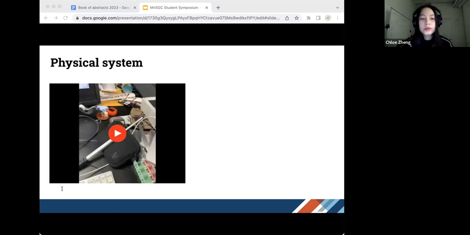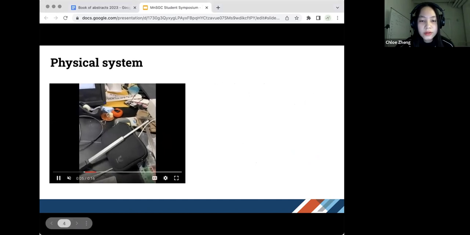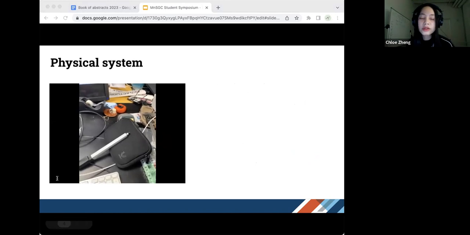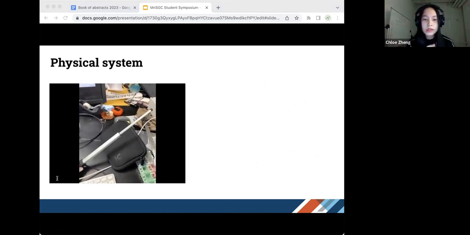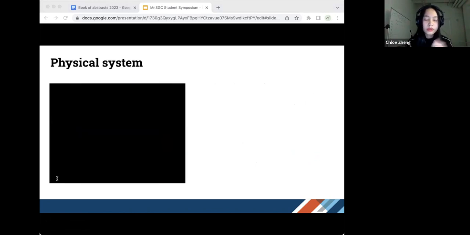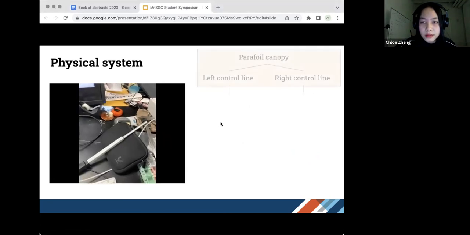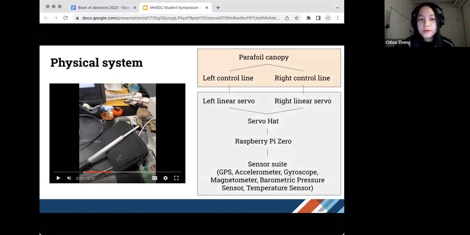Yeah, and then to implement this design, we essentially want to use linear servos. I have this short video of a linear servo working. We want to use linear servos to pull up and down the control lines. So we will have two linear servos controlling the left and right side of the parafoil. So we have a parafoil, and then we have a left linear servo and a right linear servo.